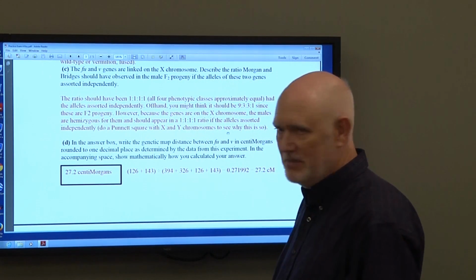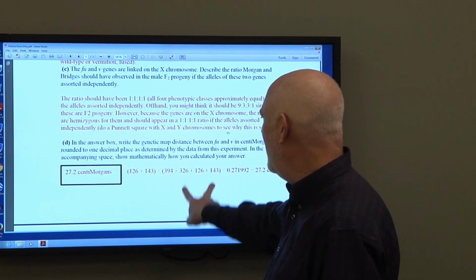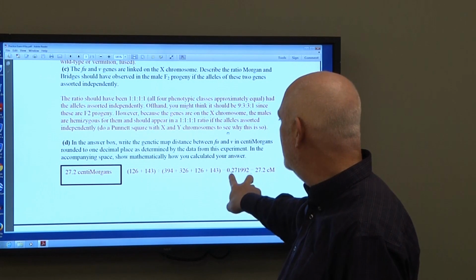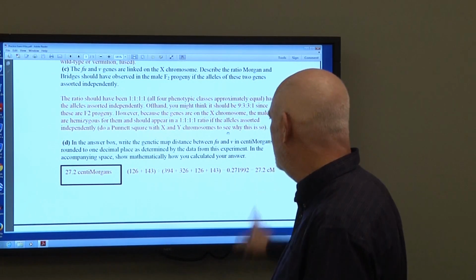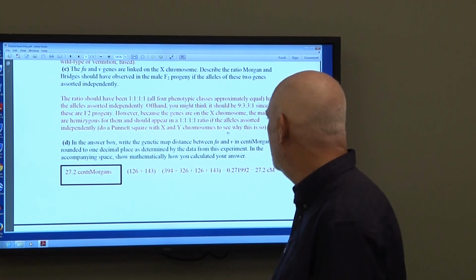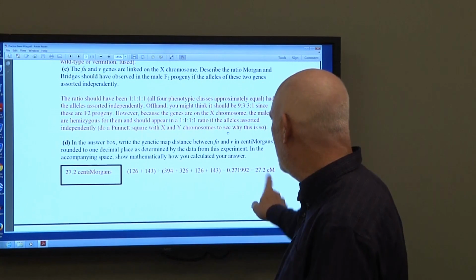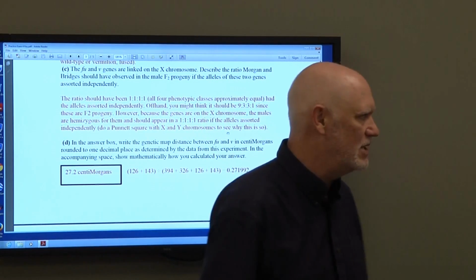Then determine the map distance. What you do is take the two recombinant type progeny, divide by the total number of progeny. That gives you your recombination frequency, which in this case is 0.271992. Multiply that by 100 to give you the distance in centimorgans. And I tell you here to mathematically round it to 1 decimal place, so that would be 27.2 centimorgans. That is the way that you figure the map distance.